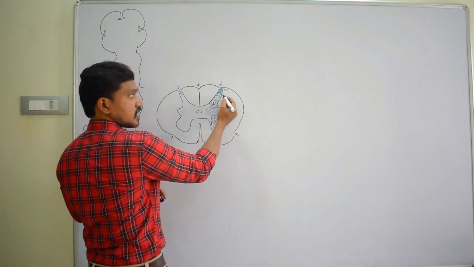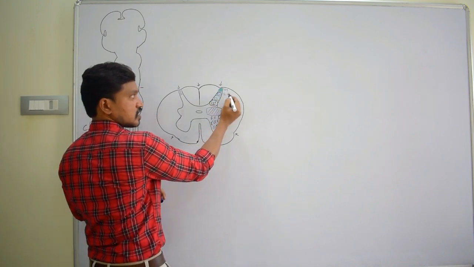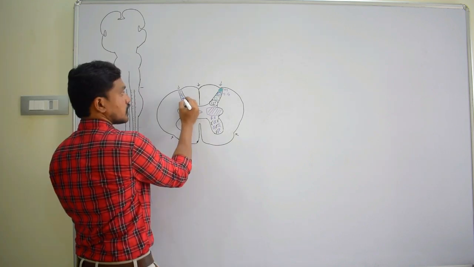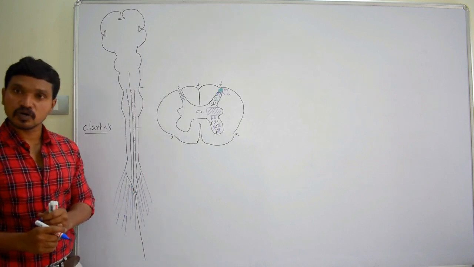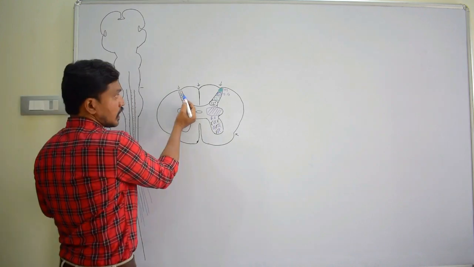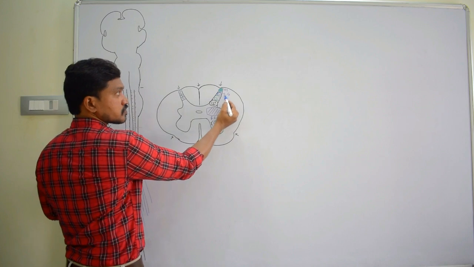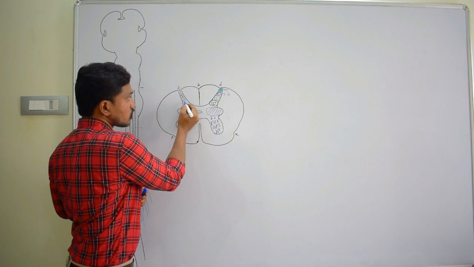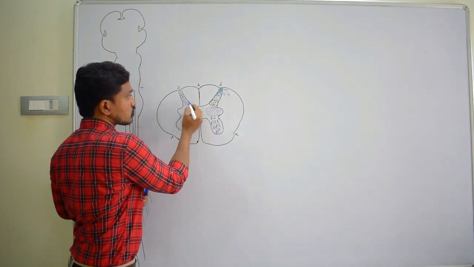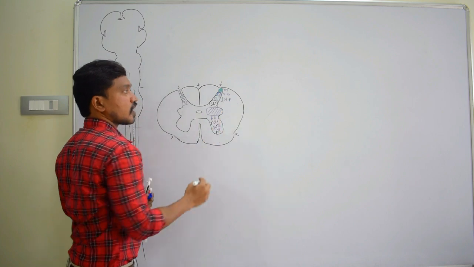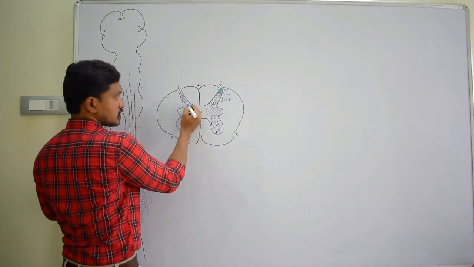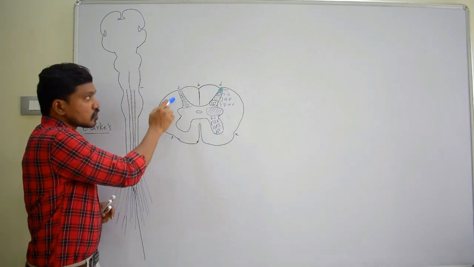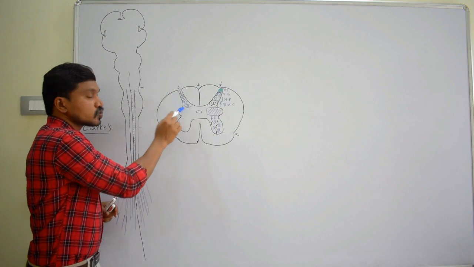Then the substantia gelatinosa is equal to lamina 2 and lamina 3. Then laminae 3, 4 and 5 are equal to the nucleus proprius or chief nucleus. Then lamina 6 is equal to the dorsal nucleus of Clarke. So the posterior horn contains laminae 1 to 6.